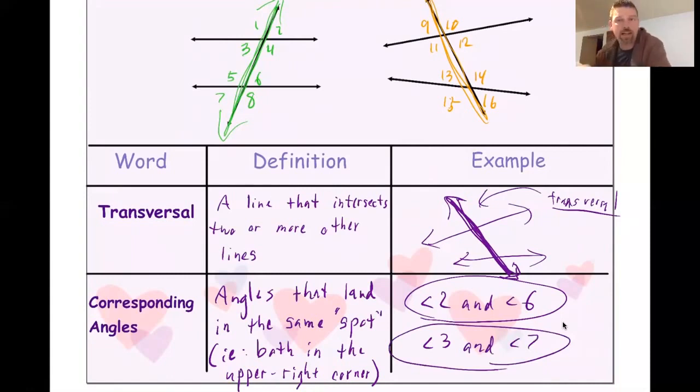Just to practice, I'm going to highlight a few, see if you can name the corresponding one. I'm going to say 12. All right, well, 12 would be corresponding to 16. Those would be corresponding angles. They are both in the lower right-hand corner. What if I said 5? Well, 5 would correspond to 1. They're both in the upper left-hand corner. So angle 5 and angle 1 are corresponding angles. So corresponding angles, angles that land on the same location, right? The upper right-hand corner or lower left-hand corner, etc.